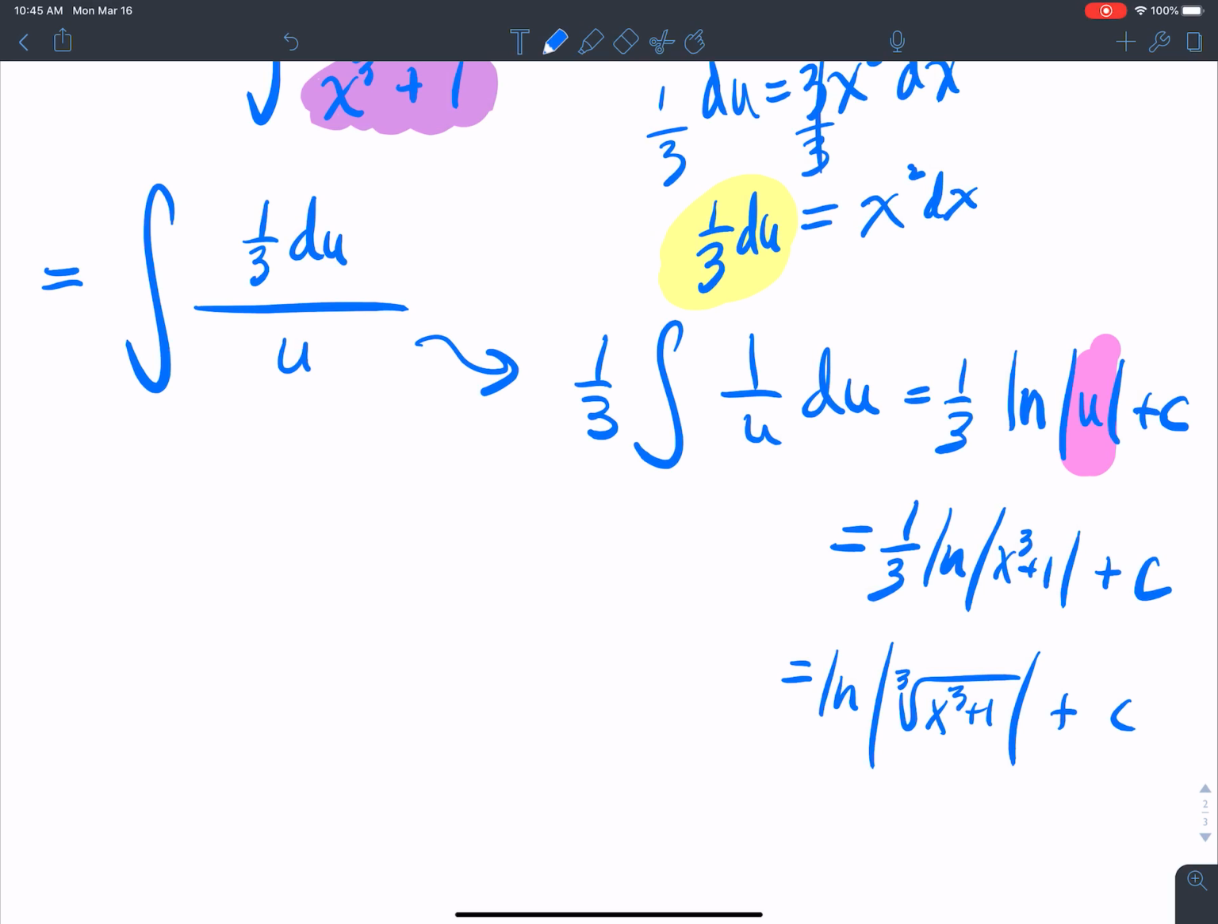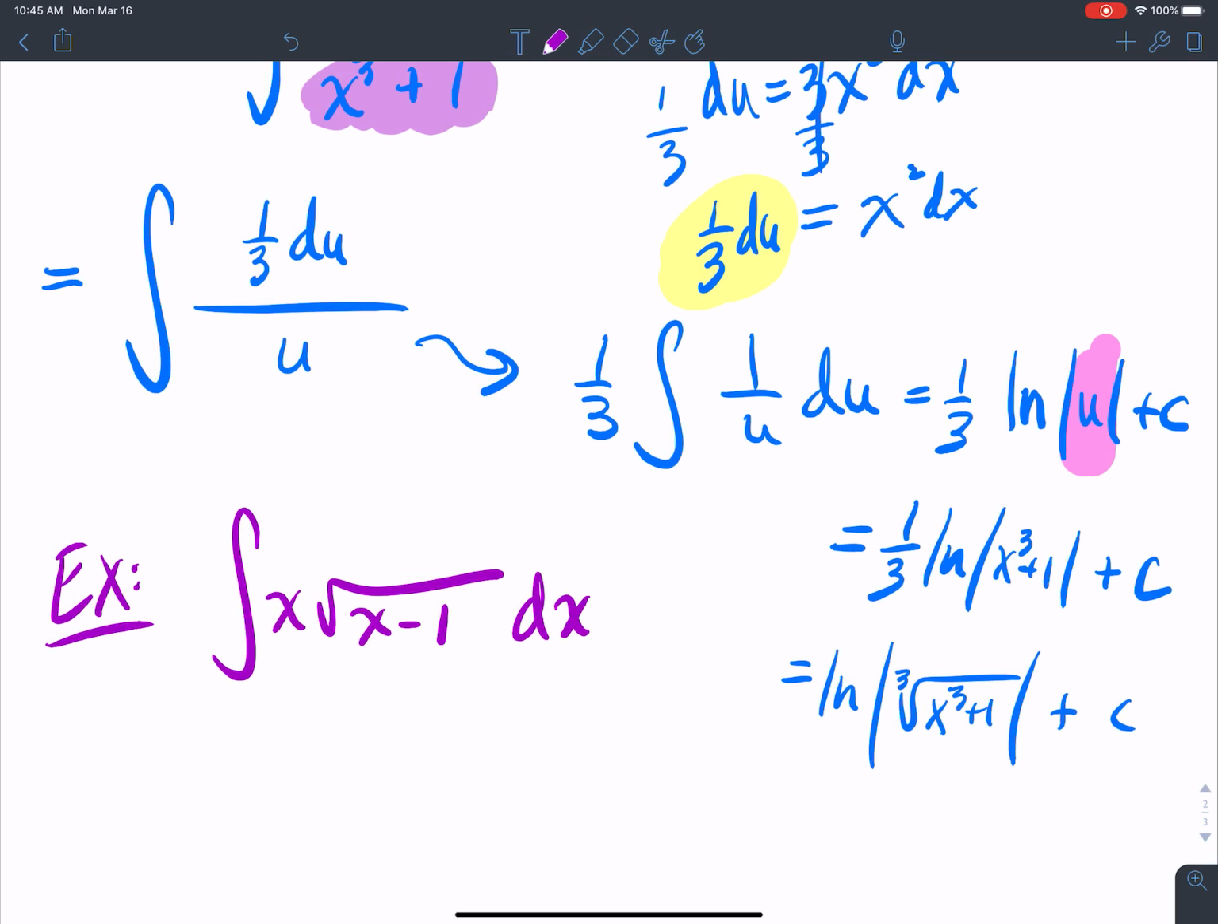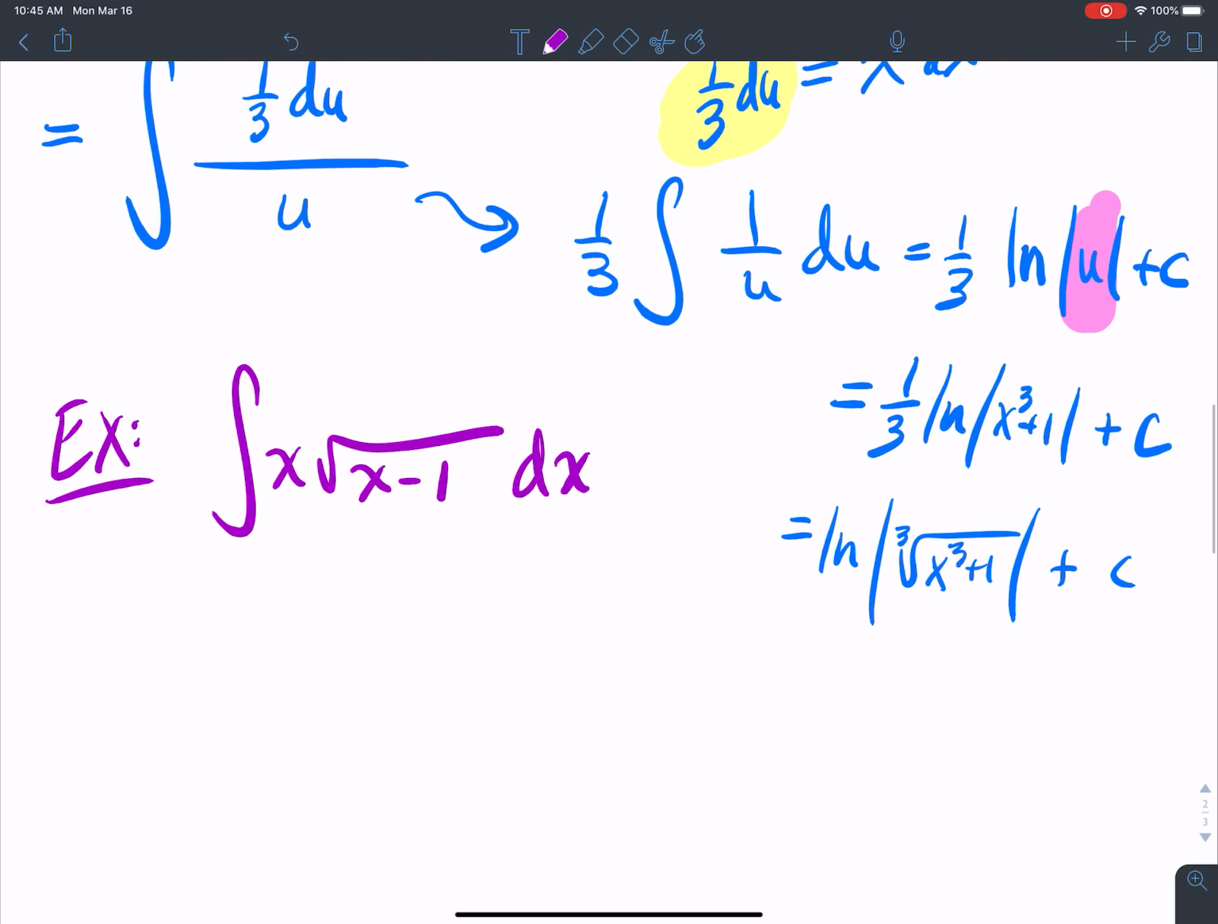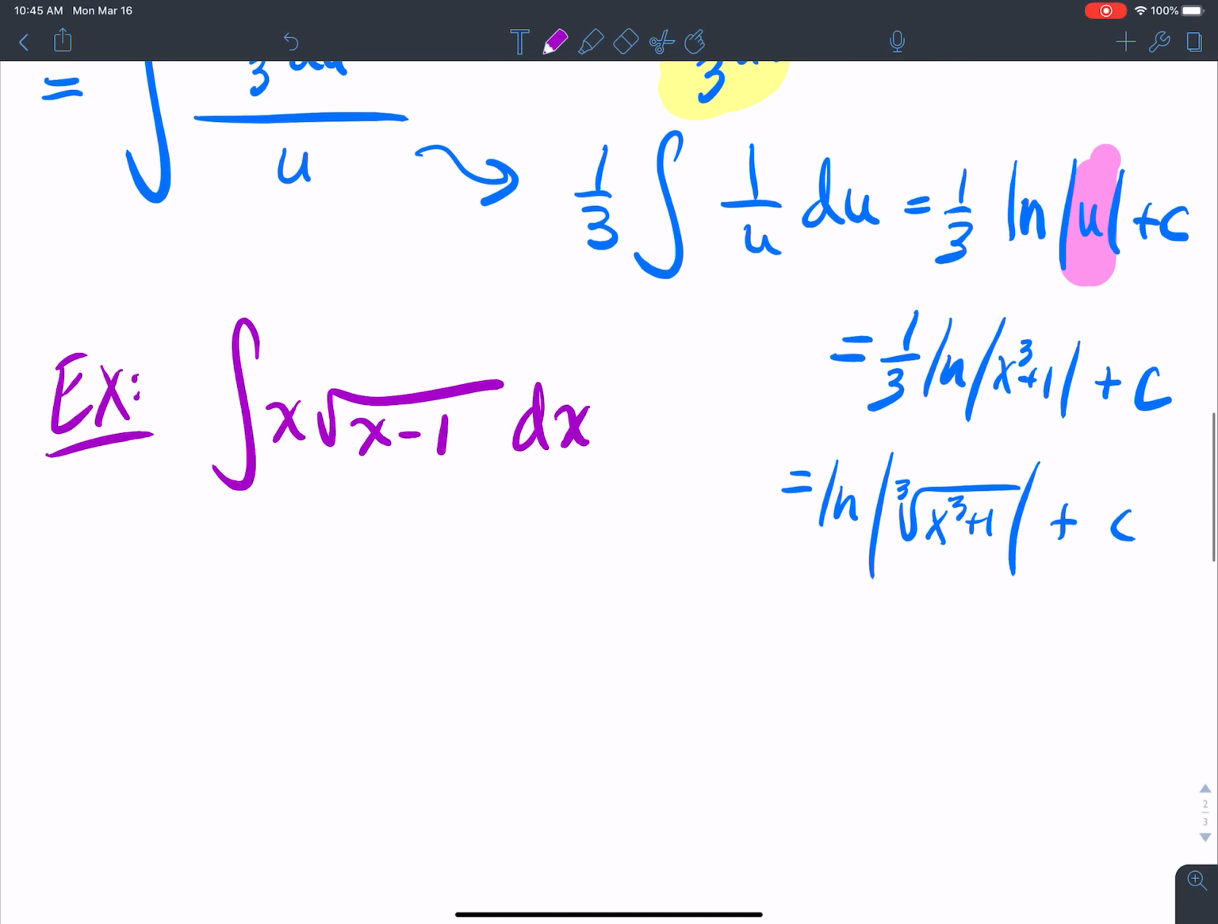Okay, let's do one more of these clever U-subs. So integral x square root x minus 1 dx. And I hope you're paying attention to these problems. They're really good practice for you when you're trying to figure out which technique to use. All right. So when I look at this, I'm thinking, oh my goodness, what a mess. Not really anything I can do algebraically to simplify the integrand, but maybe I can start making a U-sub.